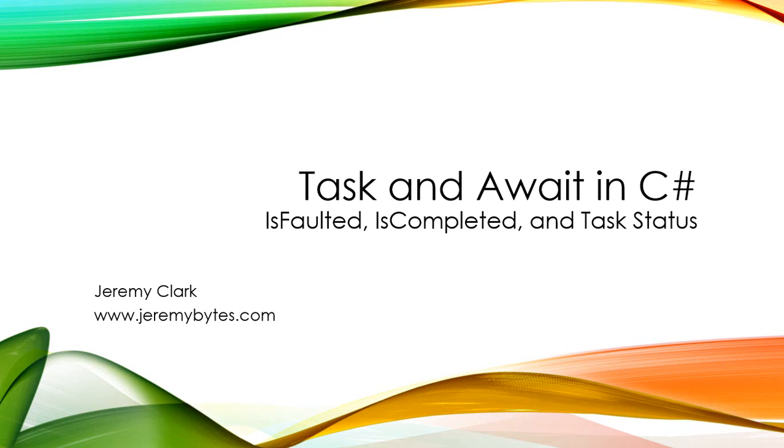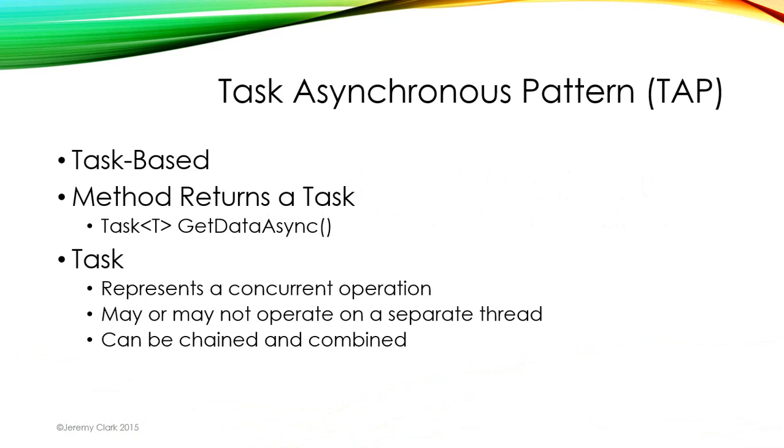This time we'll see the flexibility that we get when we're using the task object by looking at some of its properties, including IsFaulted, IsCompleted, and Task.Status. As a reminder, we are working with the task asynchronous pattern, which is task-based, and a task represents a concurrent operation. Now, we do get quite a bit of flexibility when we're using task.